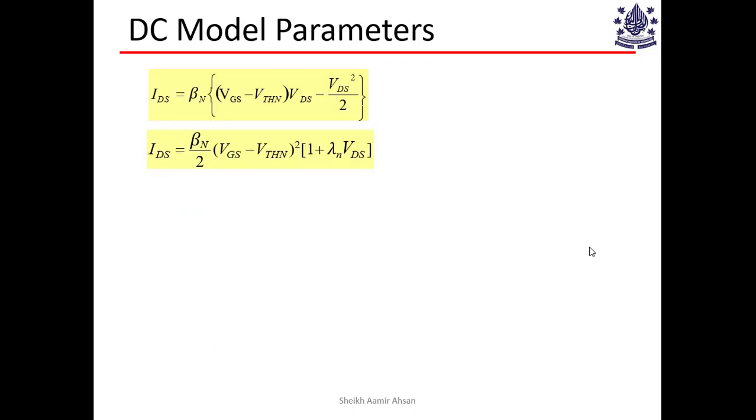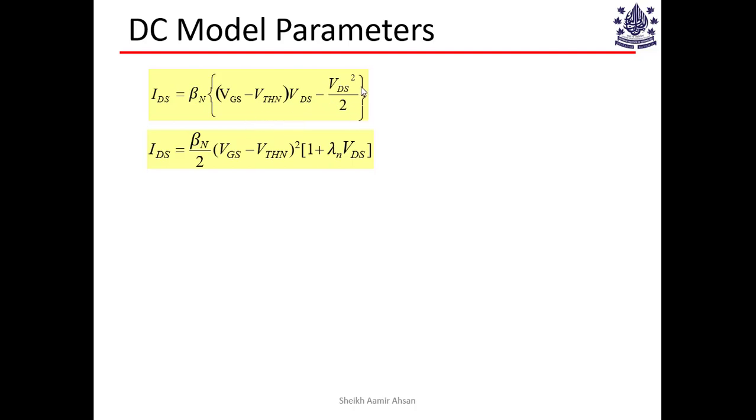Okay, let's continue our discussion then. Here I have just summarized the model or the equations for the drain current under linear and saturation regions. Remember that this equation we can choose to ignore for small values of VDS, giving us a nearly purely linear behavior between the drain current and the drain to source voltage.